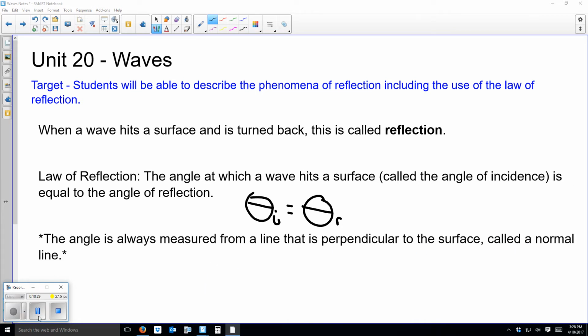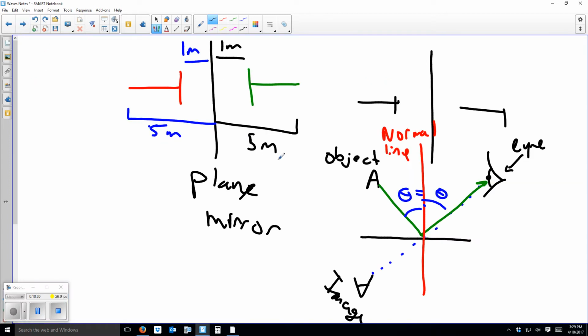A couple of things to be able to do: be able to draw a diagram if I give you a shape, and be able to draw its reflection in a plane mirror. Things to notice: make sure that the distances for each part of it are the same distance away. So if the top of the T is 1 meter for the object, it's also got to be 1 meter for the image. Match that up, and be able to draw rays.